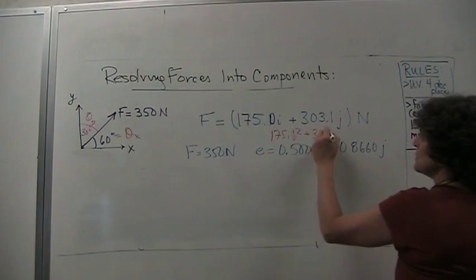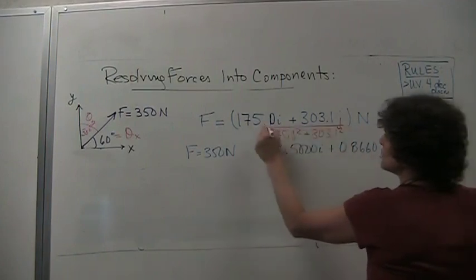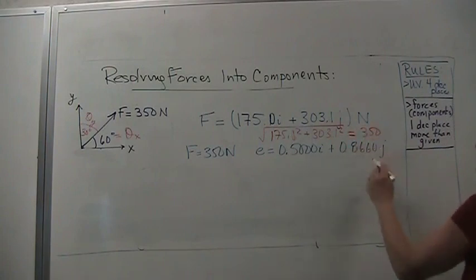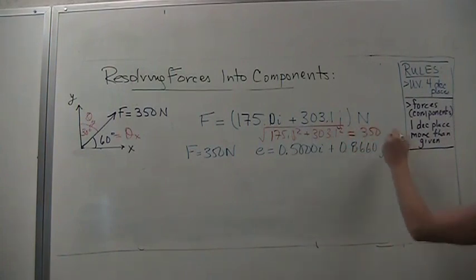175.0 squared plus 303.1 squared under the radical, what should it be equal to? It should be equal to the 350. And if you try it on your calculator, you'll find out. And then you put a check and write OK next to it.